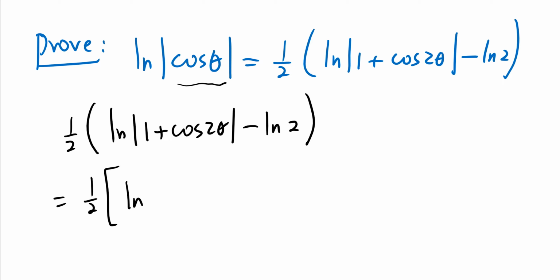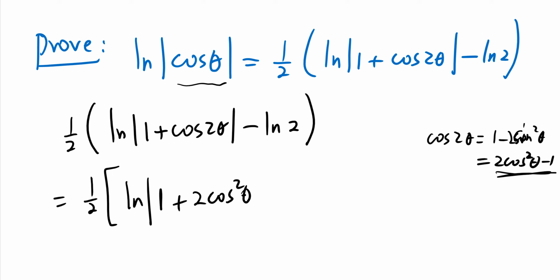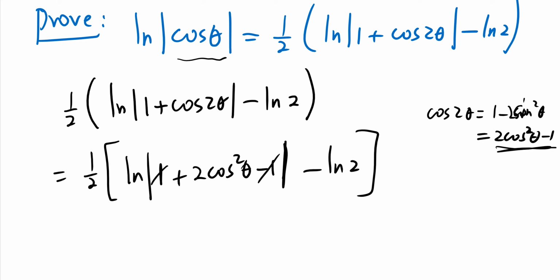I need only one term here, not 1 plus or something minus. So I'm going to use that cosine 2 theta has 3 formulas. One of them is 1 minus 2 sine squared theta, or 2 cosine squared theta minus 1. I'm going to use the second one, because the minus 1 there is going to cancel out with the plus 1. See, the minus 1 and plus 1 cancel each other. And keep the natural log of 2 the same. This equals 1/2. Let's see what we have.